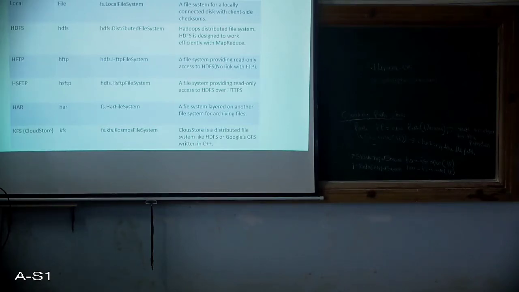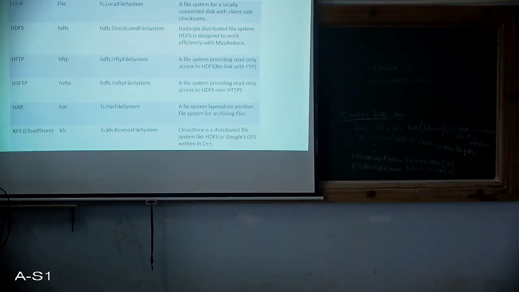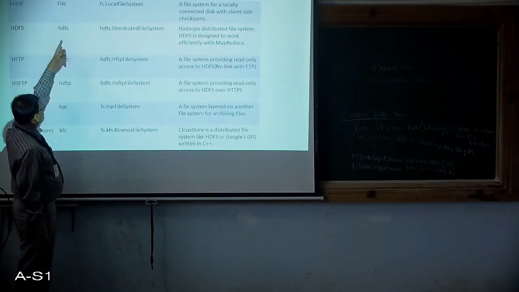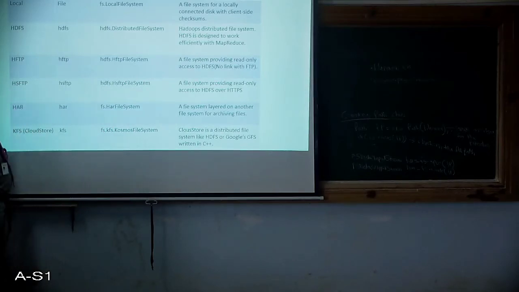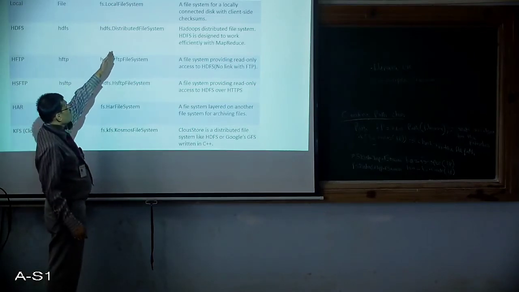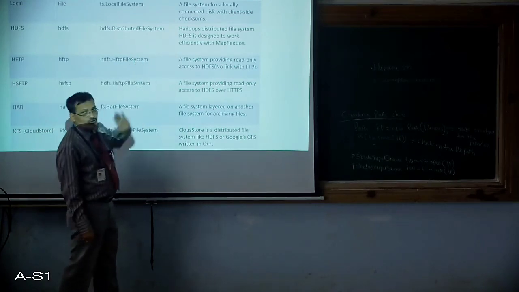In Hadoop, we have different kinds of file systems. First one is the local file system. URI scheme means uniform resource identifier. Uniform resource identifier scheme. And then we have the Java implementation for that particular file system, and what is the use of that.